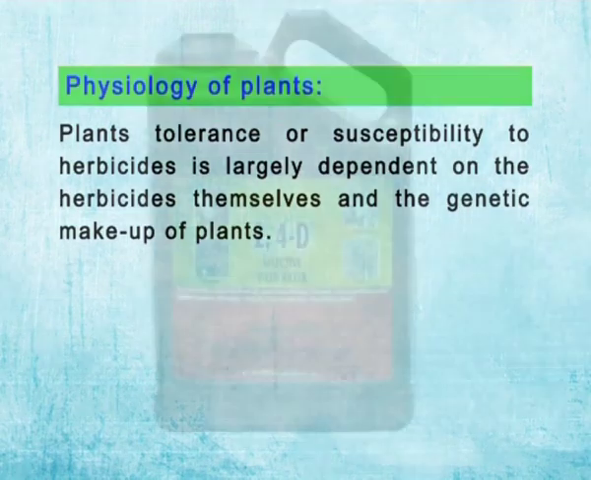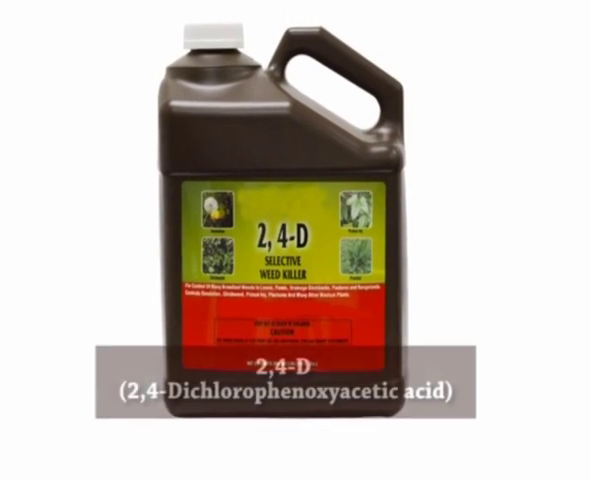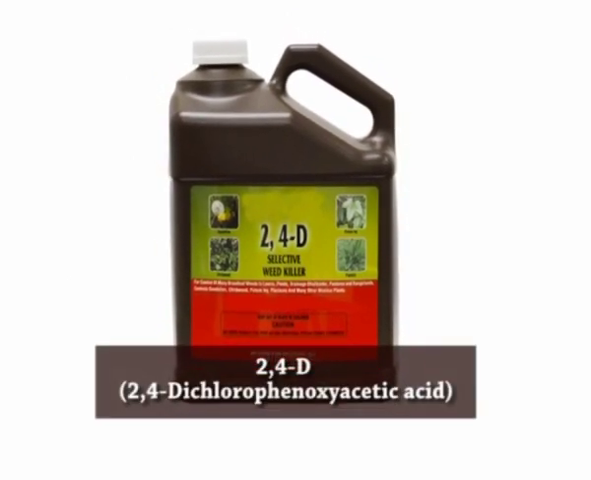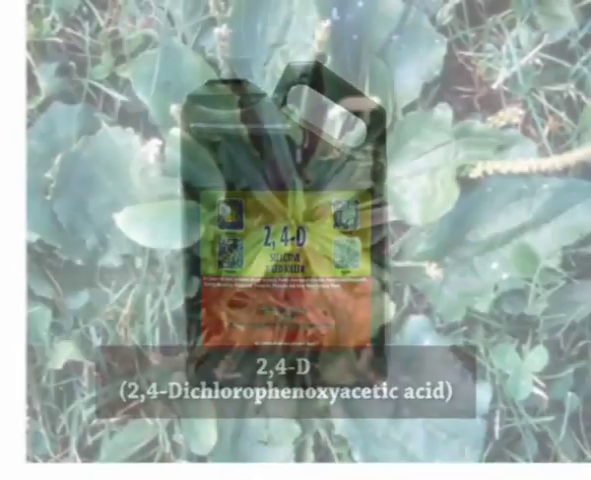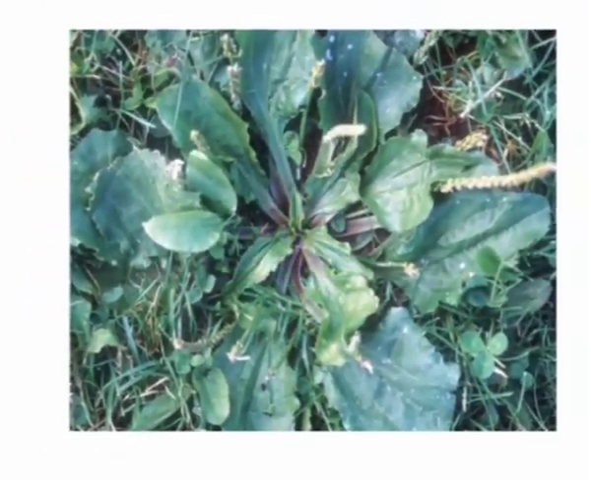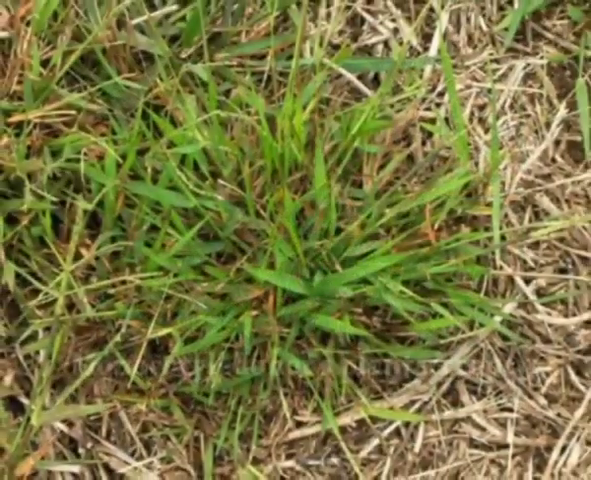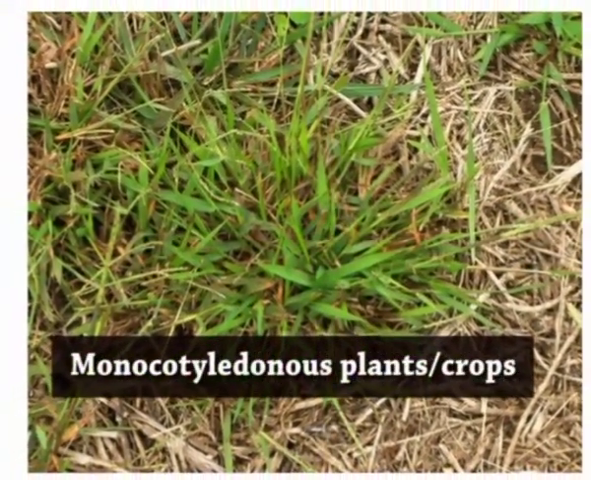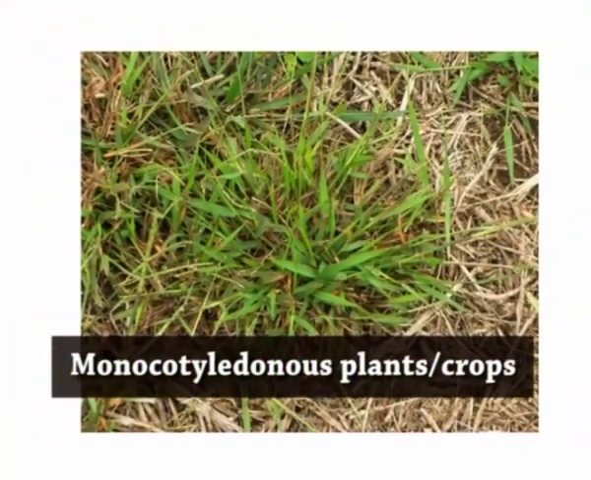For example, 2,4-D, 2,4-dichlorophenoxyacetic acid, kills broadleaf weeds, while most narrow-leaf monocotyledonous plants or crops remain tolerant. Plants differ in sensitivity to herbicides because of their differences in morphology or physiology, such as: Number A. Uptake or absorption and translocation.